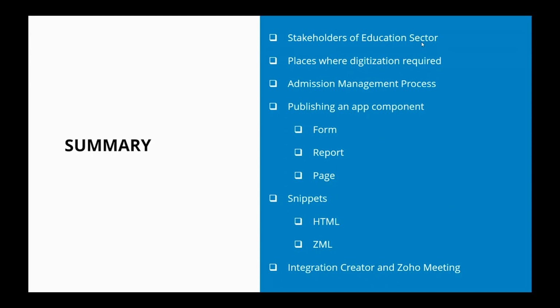As the third step, I talked about the student admission management process, and I also showcased a small use case that I have built on top of Zoho Creator for this admission management process. Also, I explained a few of the features that you can frequently use in this platform. One is the publishing app component. You can publish a form, report, or a page, or we can create a snippet. You would have seen I have created many snippets like the examination page, examination instruction page, and student portal. These are the snippets. I've used both HTML and CML snippets mixed in order to build that.